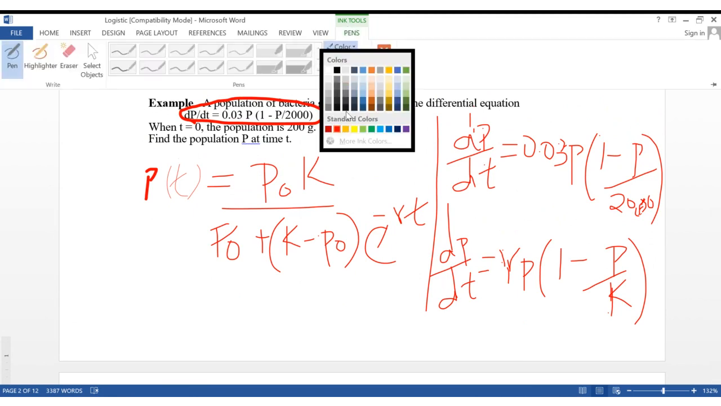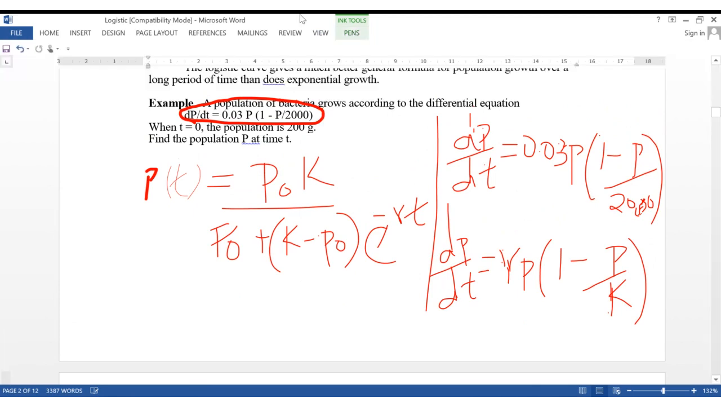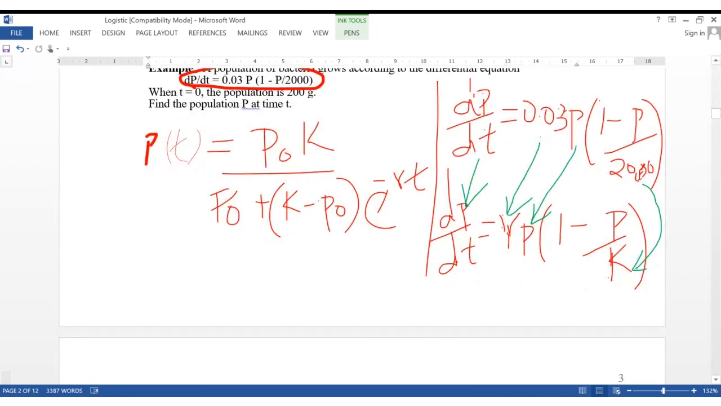So I'm comparing. You can see that the dP and the dt, they are corresponding. So the P and the P, it is corresponding. So it means that our r has to be 0.03. Then here, the one and the one is corresponding. So it means our K has to be the same as 2000. So you just have to pick the terms. If you remember the equation, it is easy as that. So with direct correspondence, our r, the growth parameter, is 0.03, and our K is 2000.